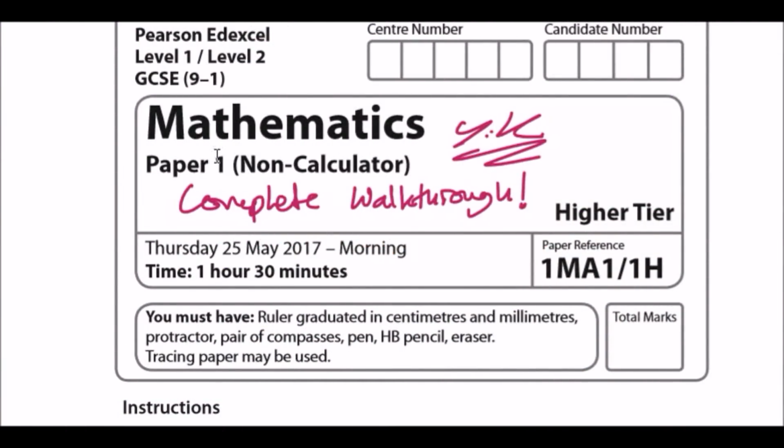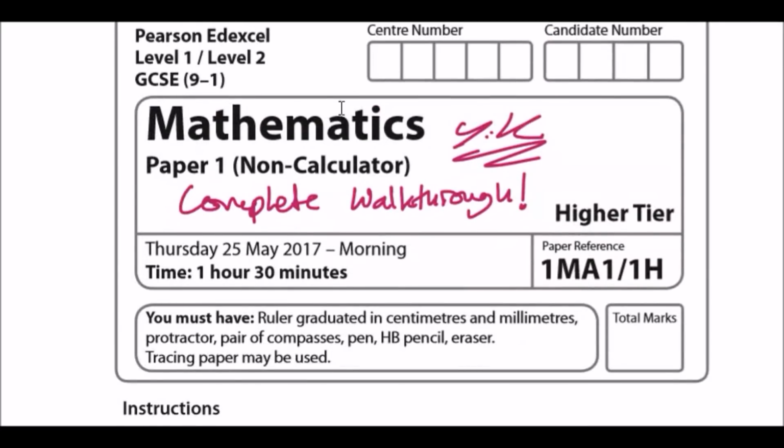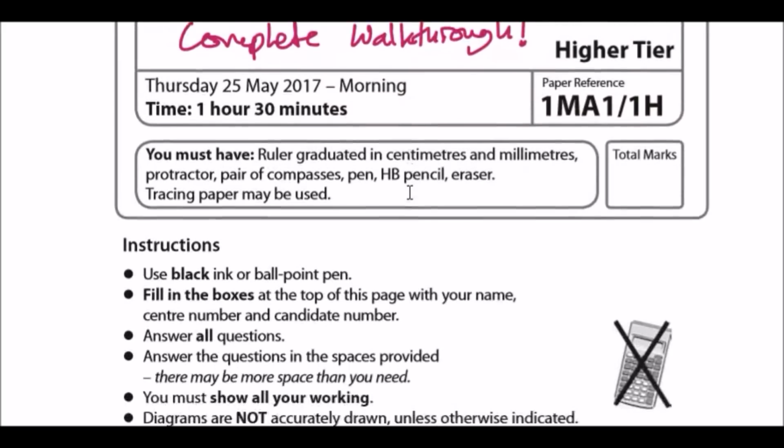So here I'll be going through the complete walkthrough of the Paper 1 non-calculator, which is actually the first official paper released under the 9-1 GCSE. And this one was actually one of the hardest. Well, Paper 2 was ranked, even made headlines in the news. So let's have a look.